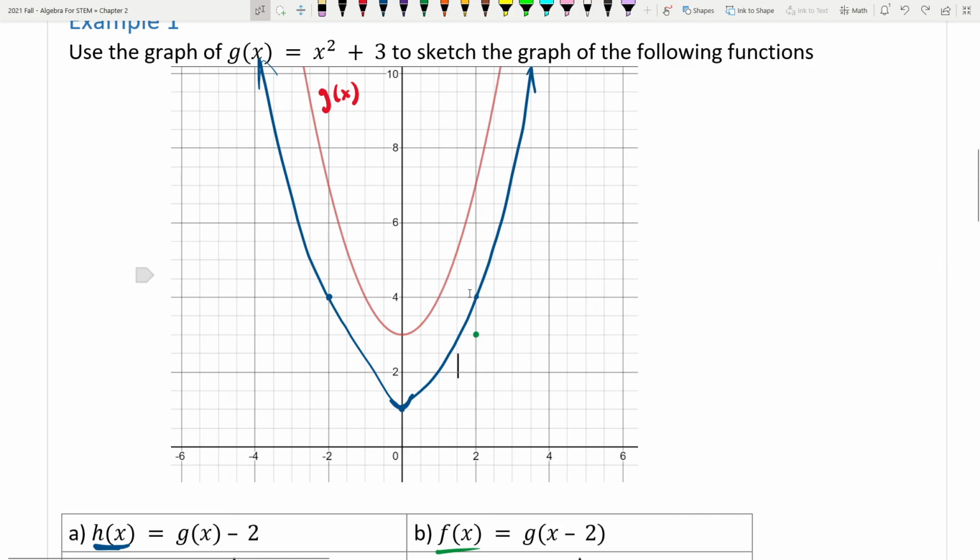So here this will go over 1, 2. This one will go over 1, 2, and we'll have a graph that looks like this. Shifted to the right 2.